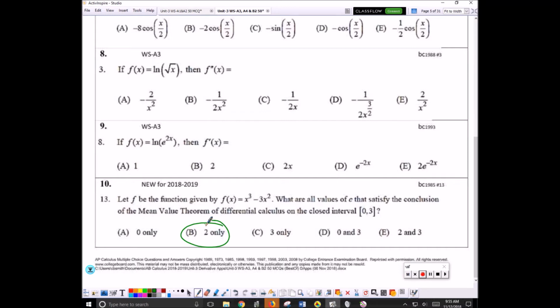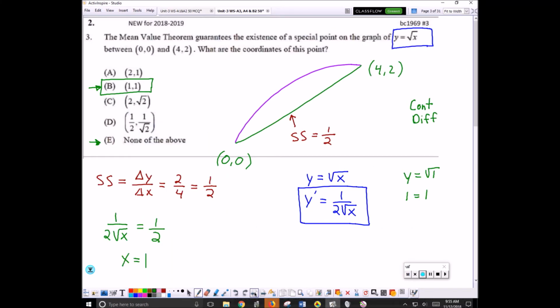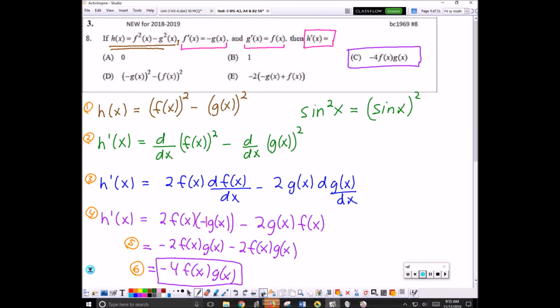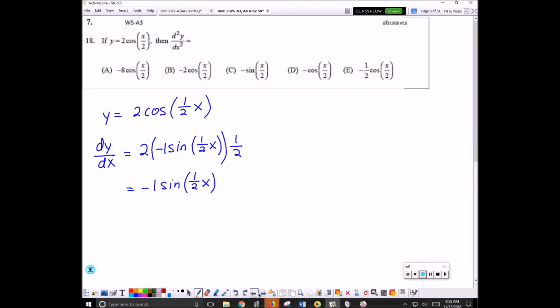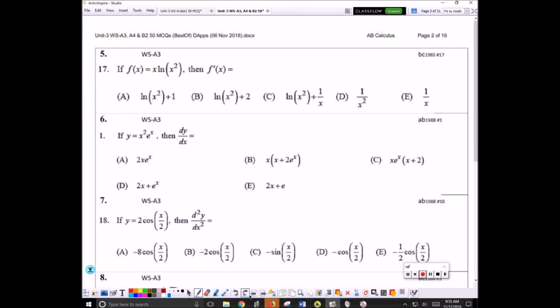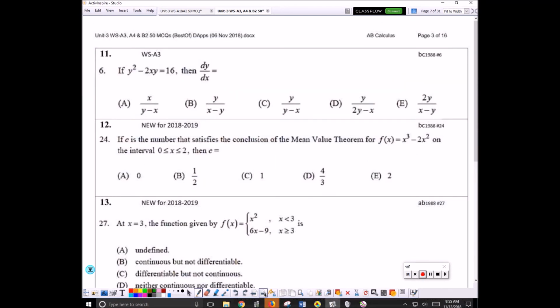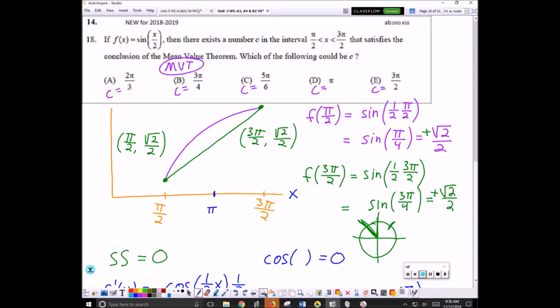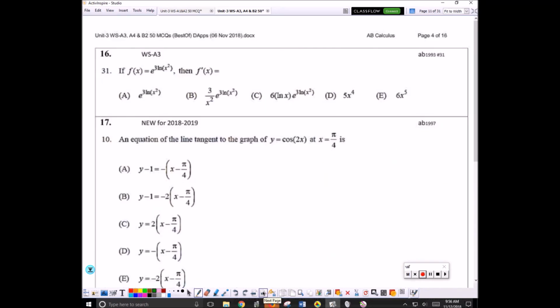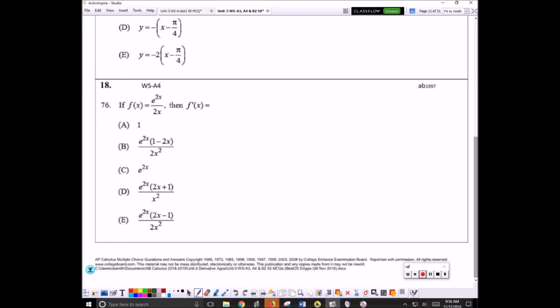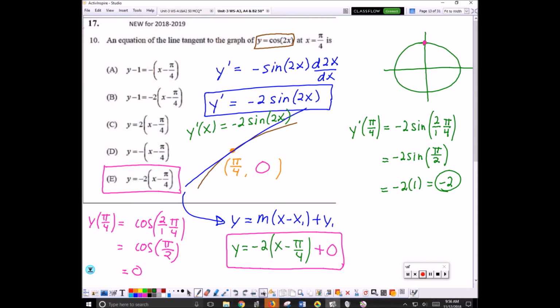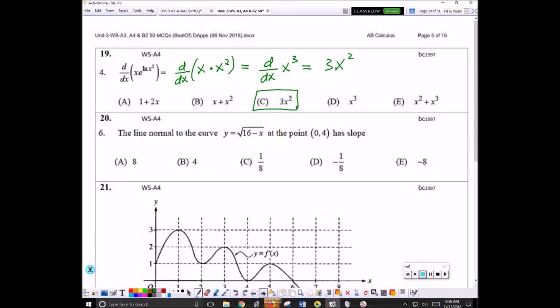2 is mean value theorem as well, correct? So I'm gonna let you practice that one at home. 19 uses the stuff I showed you from 16. So I'll let you try that one on your own.